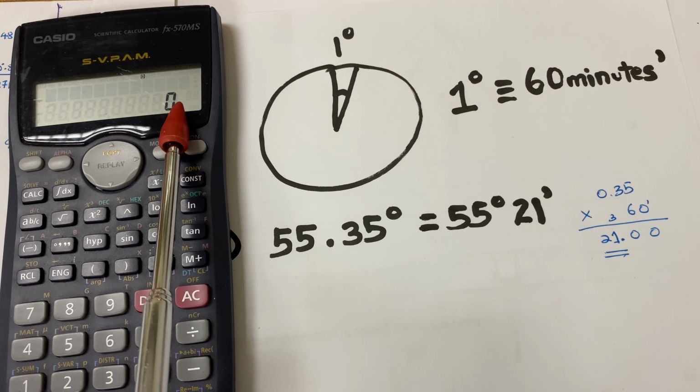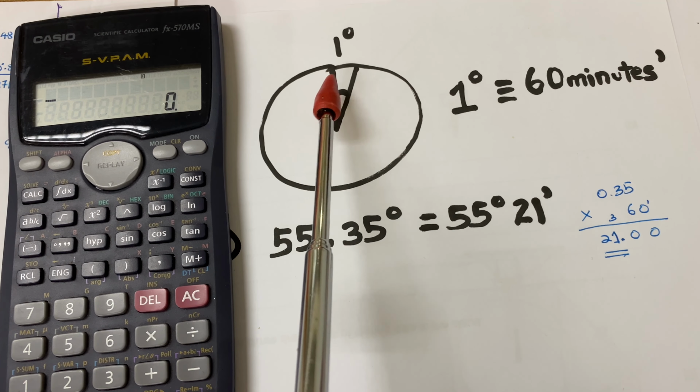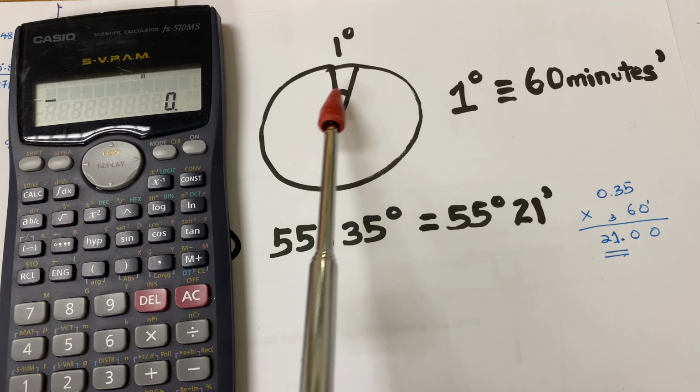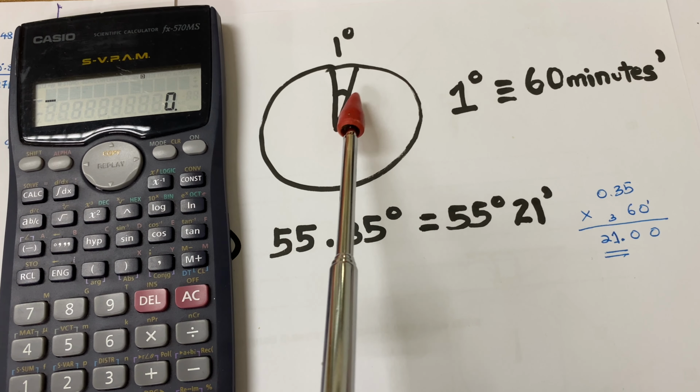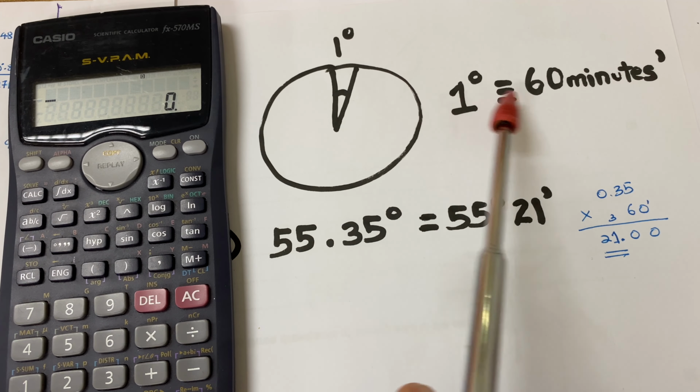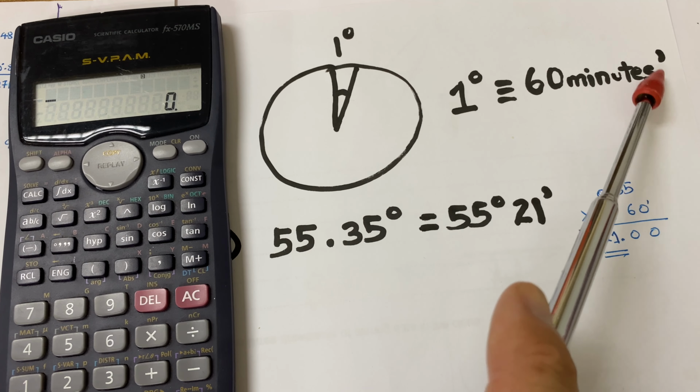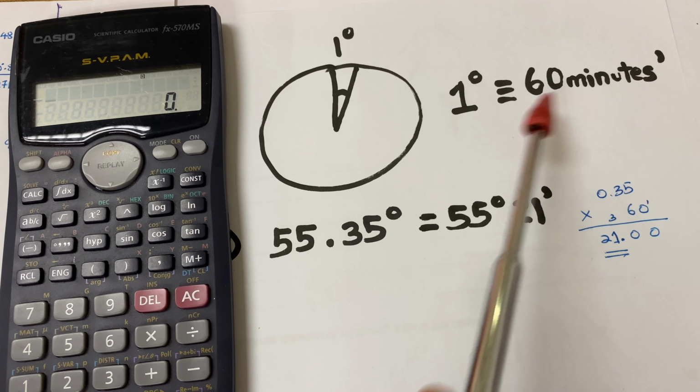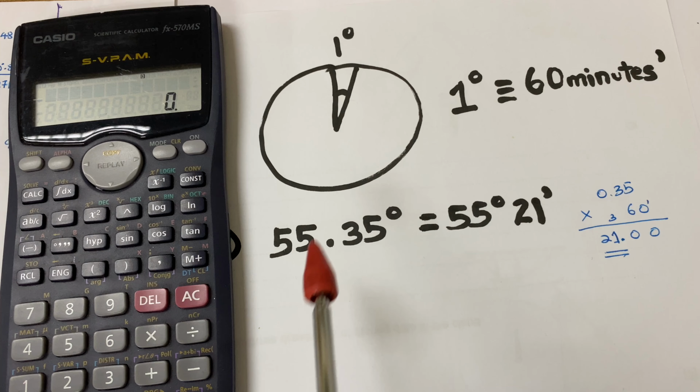Now in this video, I'm going to show you how to use the 4-figure log table to find out the sine and cos ratio. But before that, you must understand that 1 degree is actually equal to 60 minutes, with a prime. Okay, 1 degree, 60 minutes.